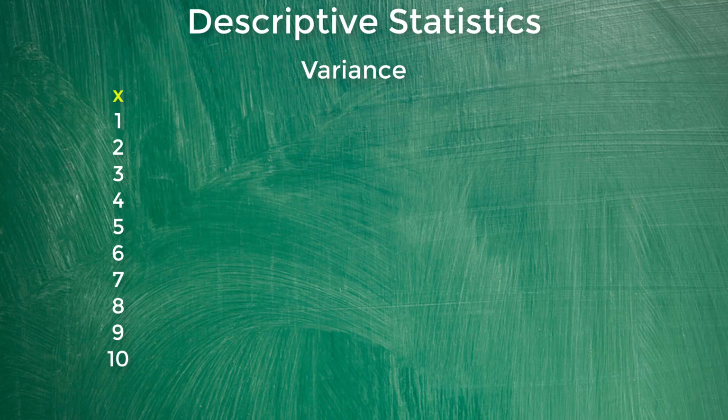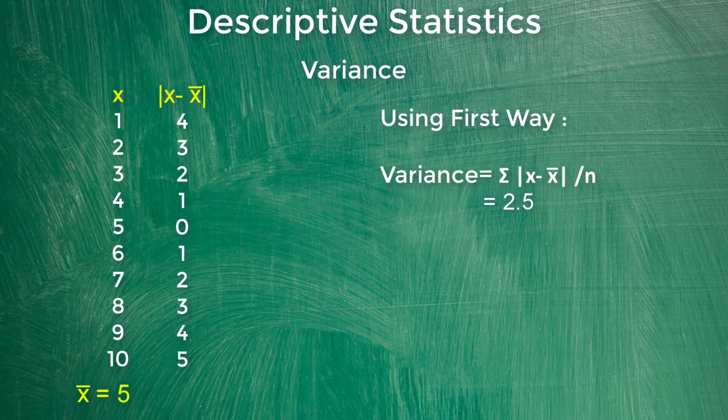We need to calculate the mean, which would be x bar, and we need to calculate the difference between our data point and the mean and make another row, and we are going to take the absolute value. If my x minus x bar results in a negative value, then I would consider it as positive, and then at last I'm going to calculate the sum of the absolute values of x minus x bar and divide by n. That would be the average distance, and this is the variance. That is the first way.